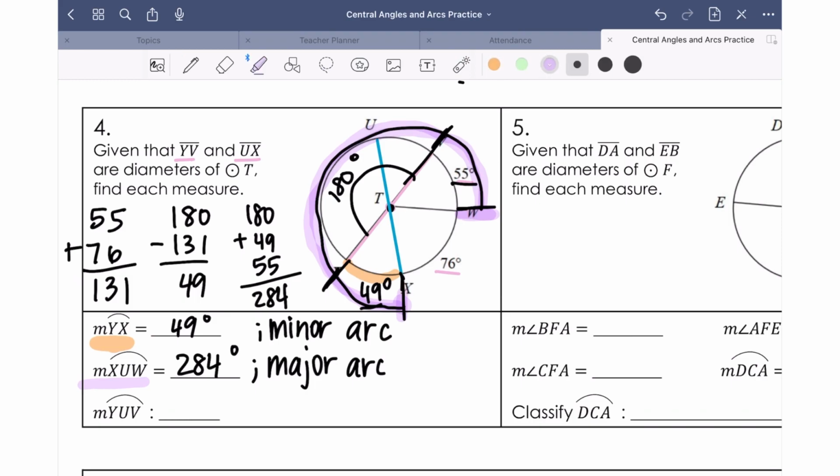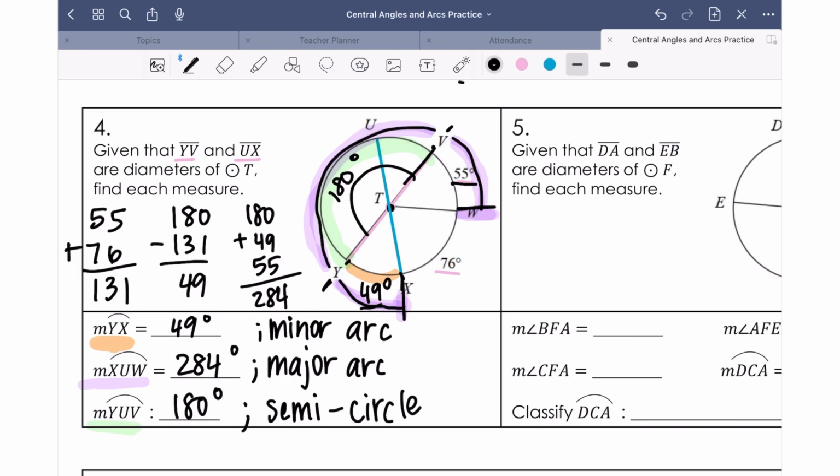Okay, and then the last one is arc YUV. So Y is right here. Sorry, it's a little... Let me erase that. There's Y. YUV. Where's V? I think I wrote over it there. So from Y to V, what is this arc? We already have it. It's 180 degrees. And 180 degrees is exactly 180. So that is a semicircle. Half a circle.